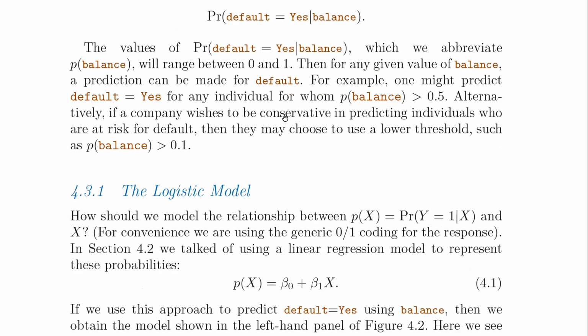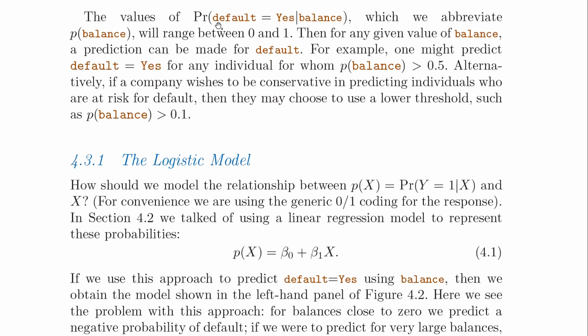We're going to see all these things very soon. The values of probability default equals yes, given the balance, which we are going to abbreviate to P of balance, will range between 0 and 1. Then, this is the next step, where we're actually going to say default equals yes or default equals no. So far, we're only speaking of probabilities. Then, for a given value of balance, a prediction can be made for default.